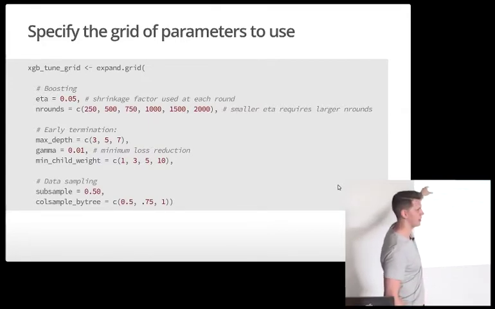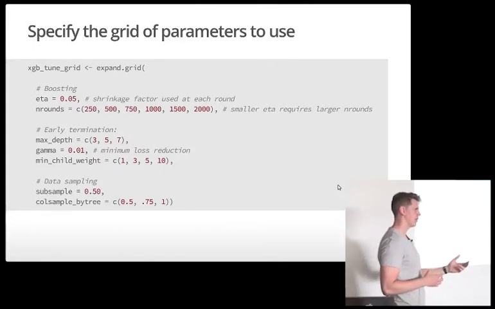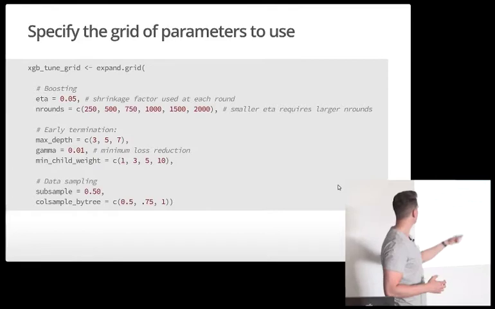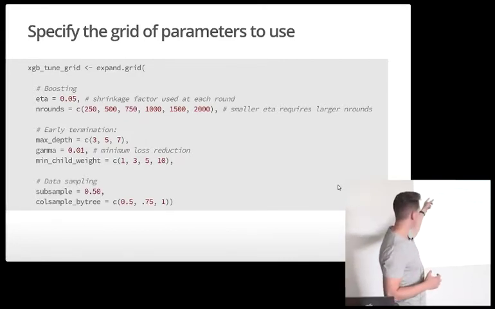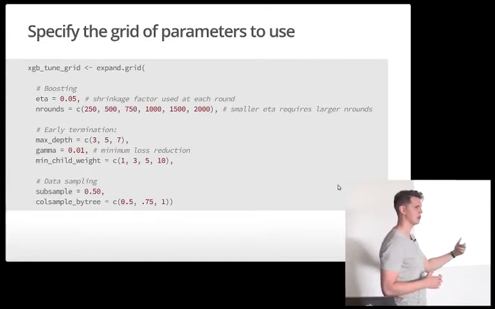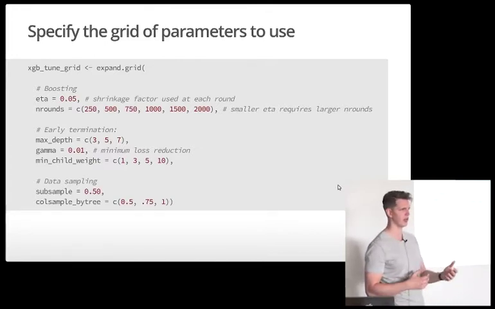The first parameter here is eta. What that one does is it takes the first model and multiplies it by the factor 0.05. So it makes it a lot smaller than it really is, right? So the impact of this model is going to be very small. nrounds is the parameter for how many of these models we're going to train. Here I range it between 250 and 2000. Typically the more the better.